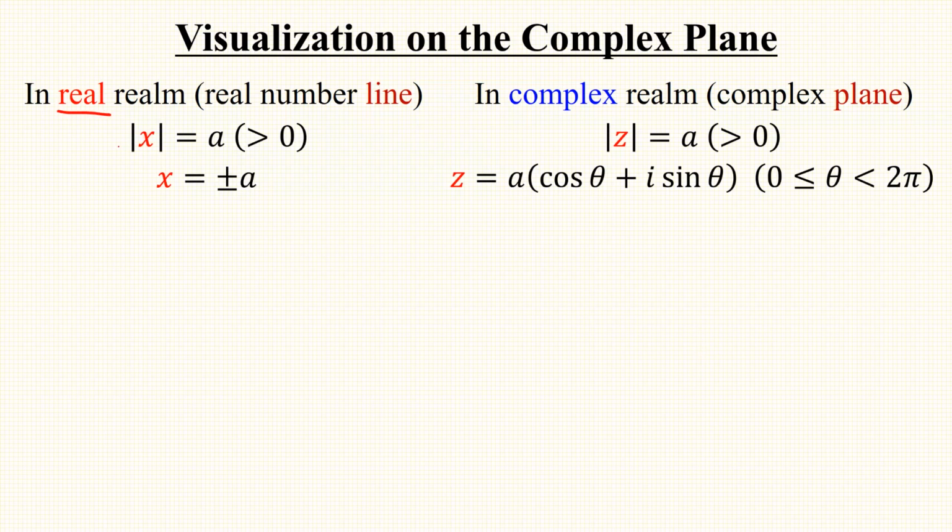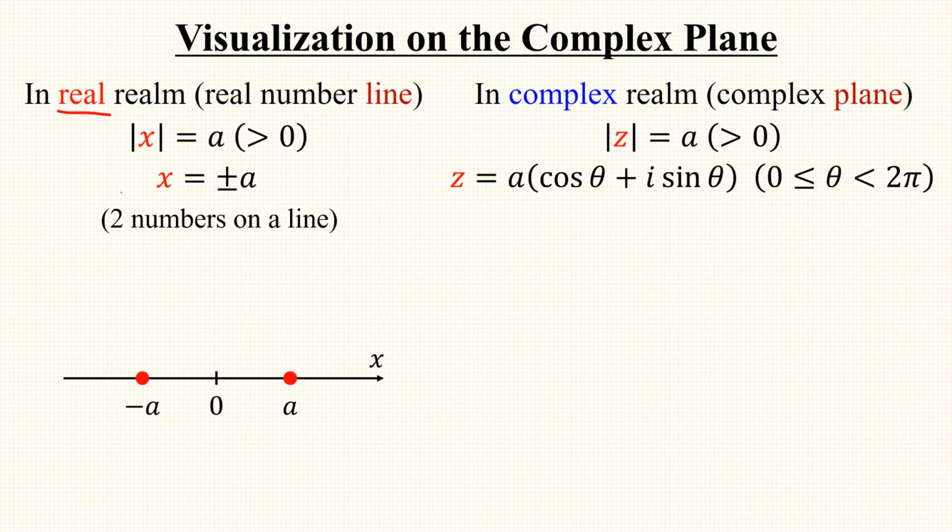For real numbers, the solutions to the equation absolute value of x equals a is either x equals a or x equals minus a, which are two numbers on the real number line. So we have these 2 points on a one-dimensional space. Now for the complex world, z satisfying this equation can have any values that can be expressed as a times (cosine theta plus i sine theta), so we have infinite solutions. So this expression means that z has a fixed absolute value a, and the angle theta can have basically any value since it is given as from 0 to 2 pi.